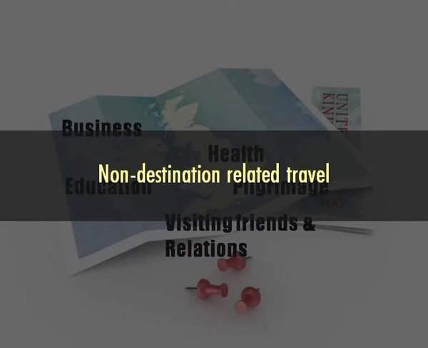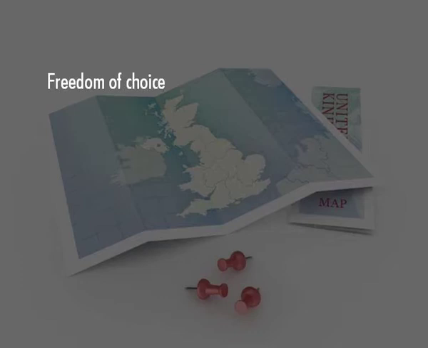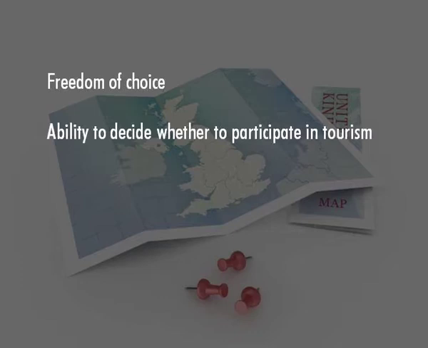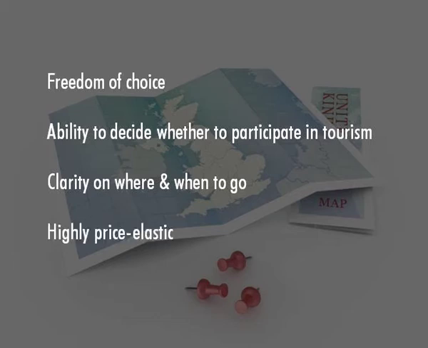The second group consists of tourists, in the pure sense, who have a freedom of choice. This group decides for themselves whether they should apply a part of their leisure time to participate in tourism. They also decide for themselves where and when to go. The demand of travel for this group, as compared to the demand for the former group, is highly price elastic, that is, susceptible to price inducements.